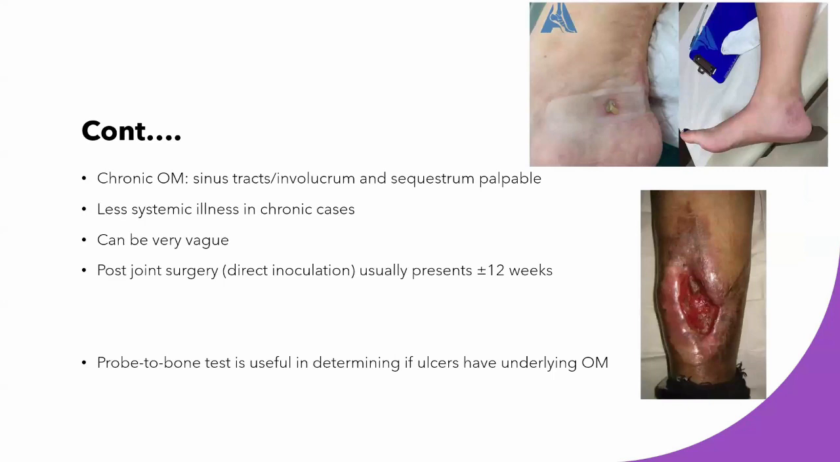Now, if they end up having chronic osteomyelitis, you will see this pathognomonic sinus tract, and it might be as small and as subtle as the picture above, or as glaringly obvious as the one below. And you might even clinically be able to palpate the involucrum and sequestrum. These patients tend not to be as systemically ill. And like I said, their presentation can be very vague.